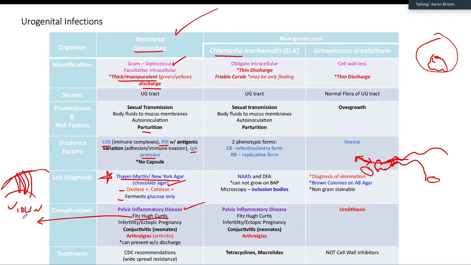Violin string. Okay. This is something that you're comfortable with, right? You all have heard of this, Fitz-Hugh-Curtis syndrome and violin strings. It's certainly in your Step 1 book if you're not familiar with it.